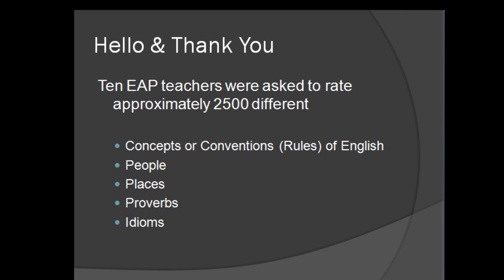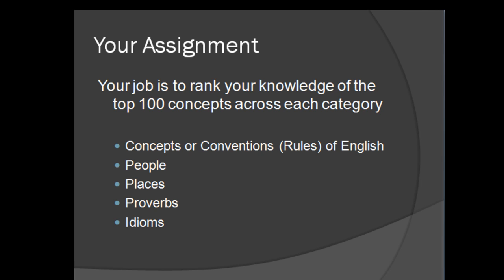What we would like to do is know now what you as students already know. In other words, your assignment is going to be to rank your knowledge of the top 100 of each of these 5 categories. Now, each of these 5 categories has 100 words. Your job will be to rank each of those 100 words. On average, it takes students between 7 and 10 minutes for each category. And so this entire assignment is going to take you somewhere between 35 minutes and 55 minutes. Now, let's take a look at how this works.